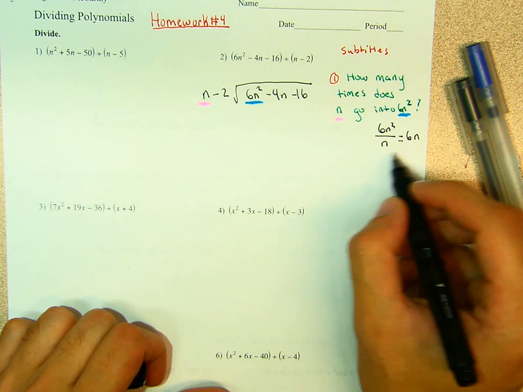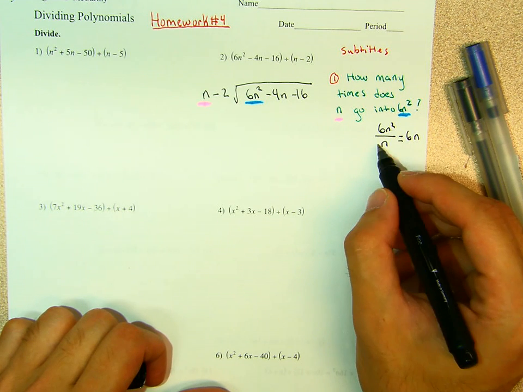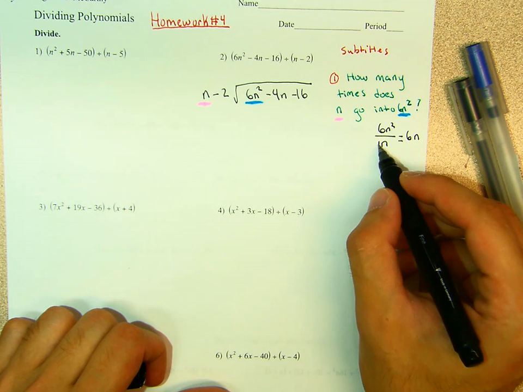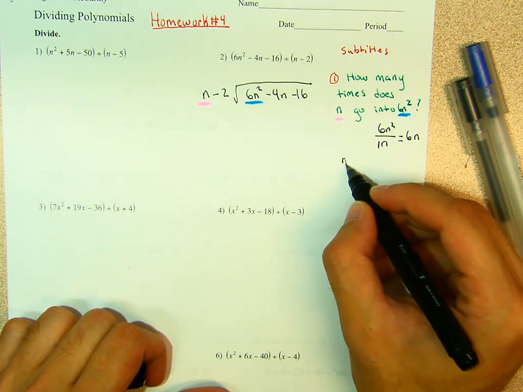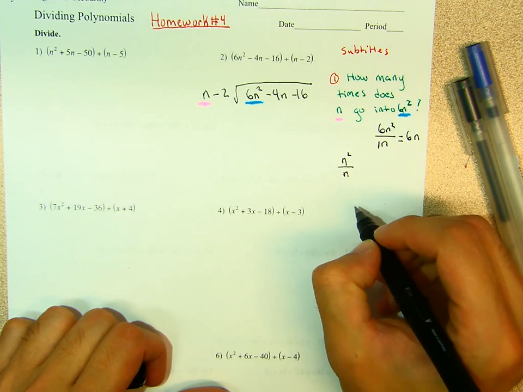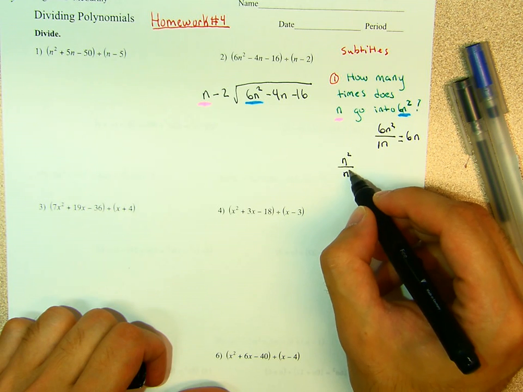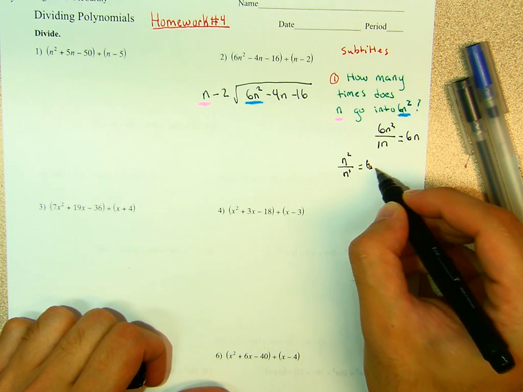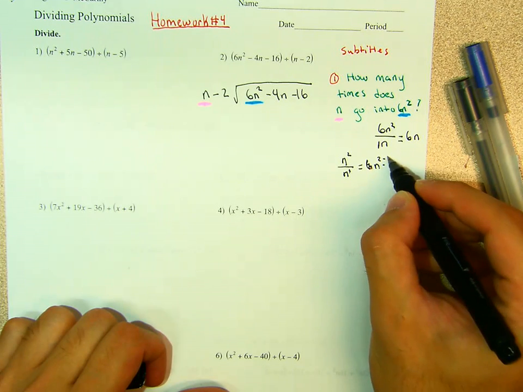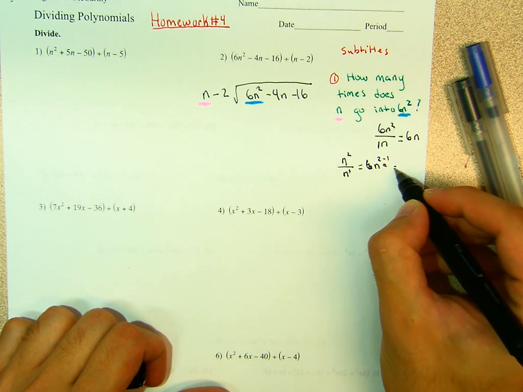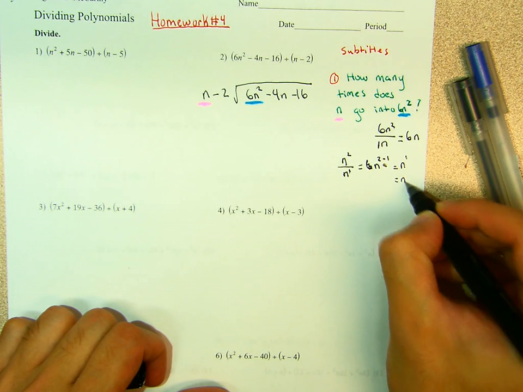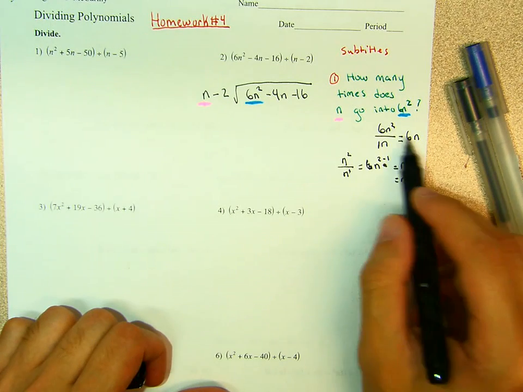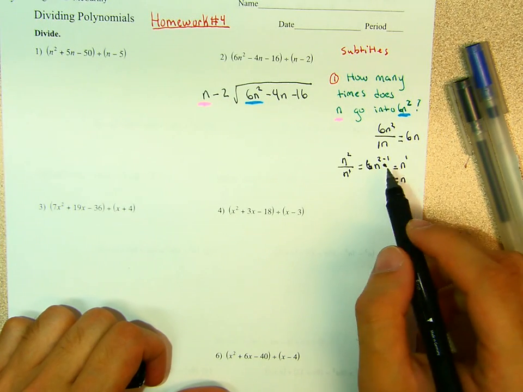And if you're trying to remember the reason why, for the 6, there's a 1, right? 6 divided by 1 is 6. But what is n squared divided by n? Remember, this n is also n to the 1. So this is n to the 2 minus 1, which is equal to n to the 1, which is equal to n. If you feel a little lost on this reason why, make sure you let me know.